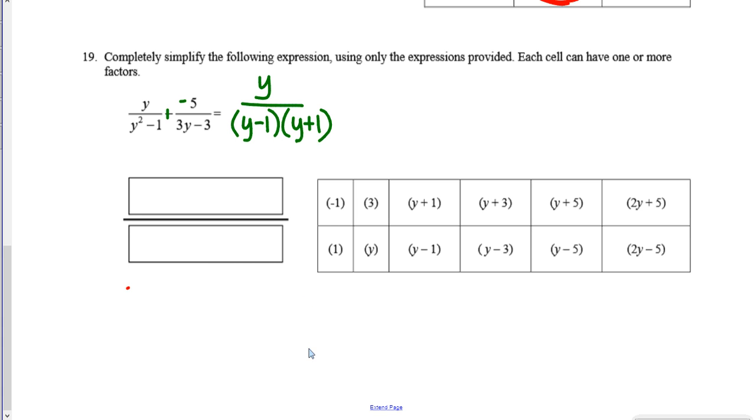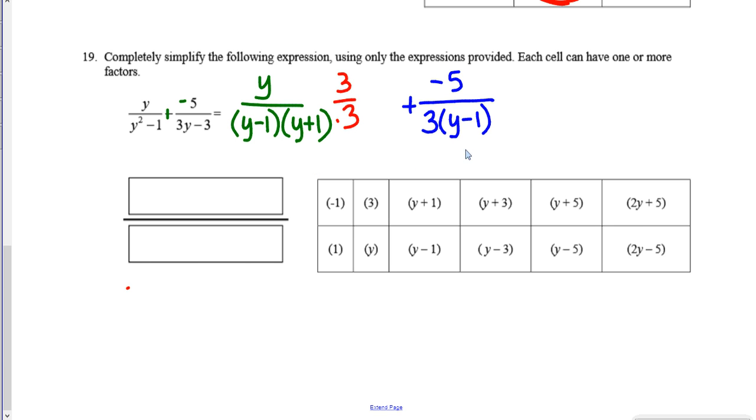Then my second fraction here, I'm going to write it as plus negative 5 on top. On the bottom, two terms. Don't forget the GCF. 3 is the GCF. When I factor that out, I have a y minus 1. So in my first denominator, I have y minus 1, y plus 1. In my second denominator, I have a 3. That's missing from my first denominator, so I'm going to multiply by 3 on the top and the bottom.